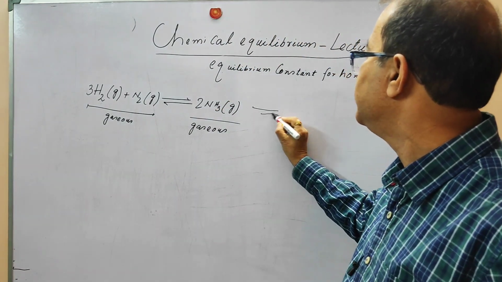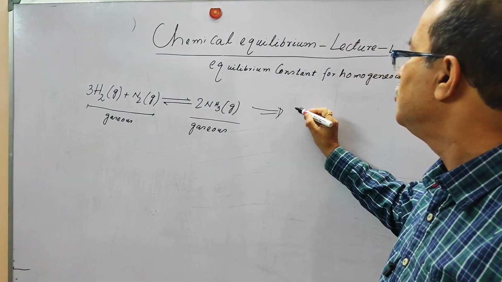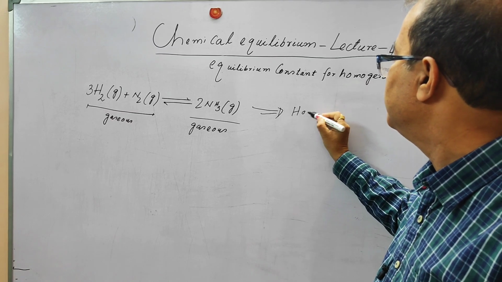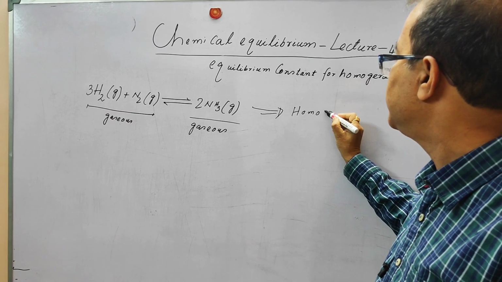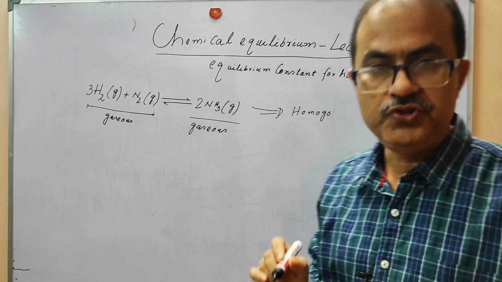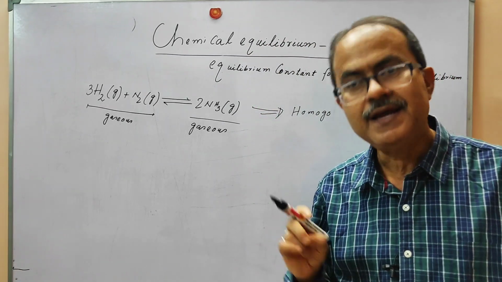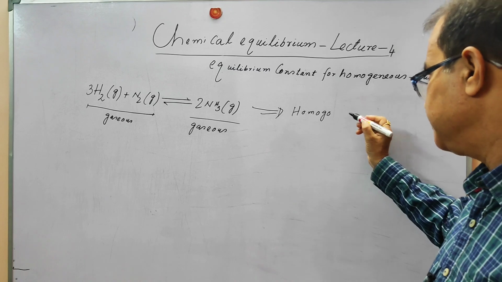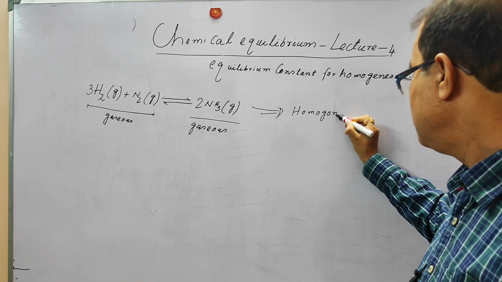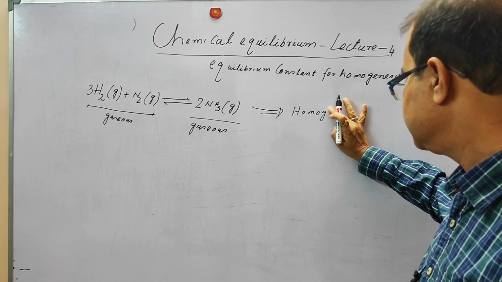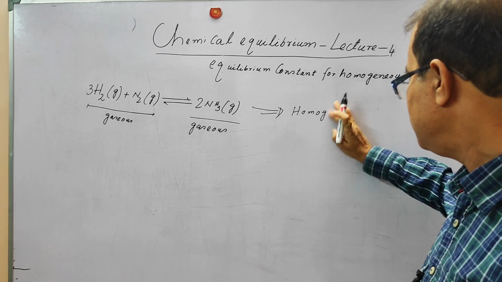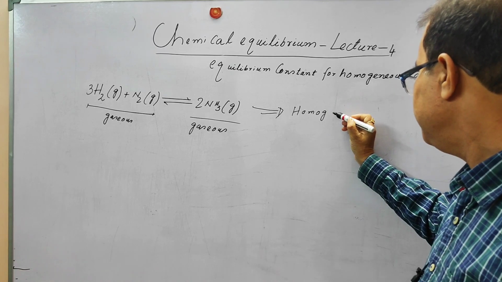we will call it a homogeneous equilibrium. So we can understand what is homogeneous equilibrium. Homogeneous equilibrium is basically when the reactant and product are in the same phase. Homogeneous reactions. So this is homogeneous equilibrium.